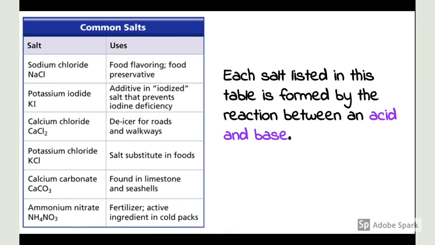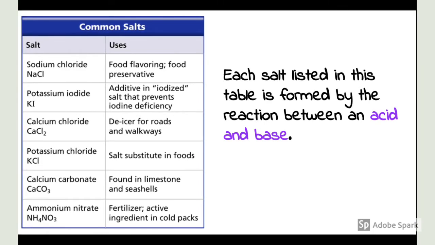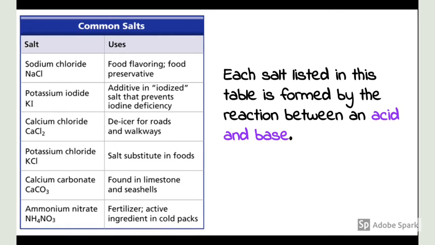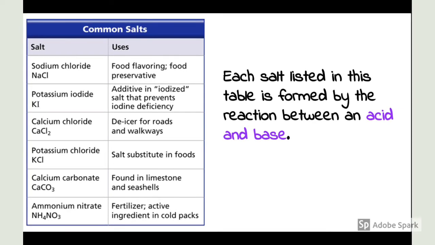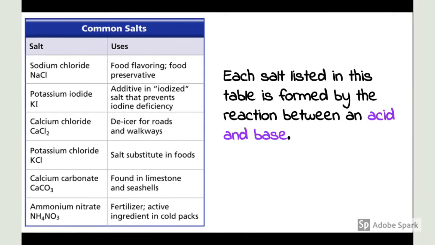This table has common salts. We have sodium chloride, used for salting our food. Potassium iodide. This is the iodized salt that prevents iodine deficiency. Calcium chloride is a de-icer for roads and walkways. Potassium chloride is used as a salt substitute in foods for people who are salt sensitive. Calcium carbonate is found in limestones and seashells. Ammonium nitrate is found in fertilizer, and it's the active ingredient in cold packs.